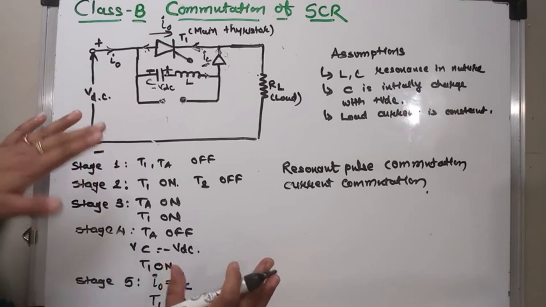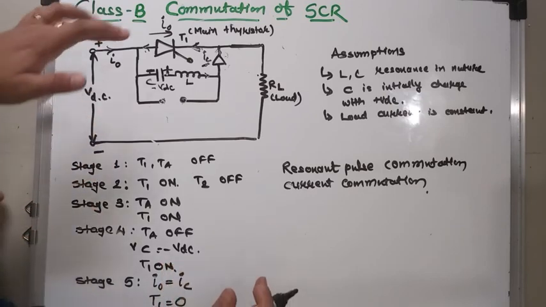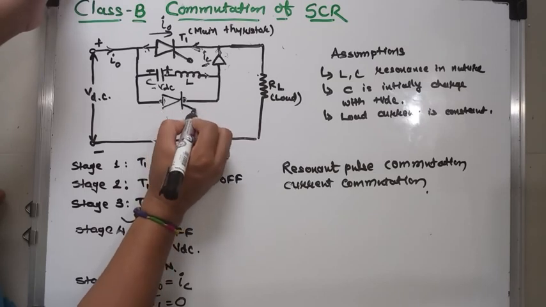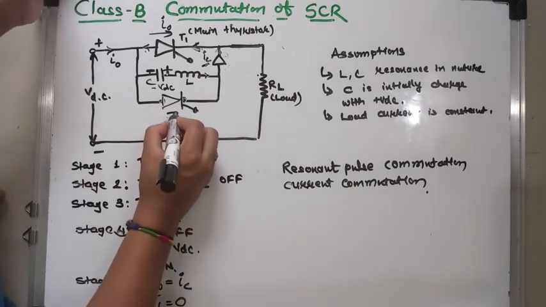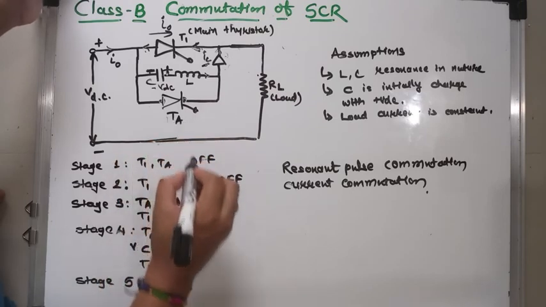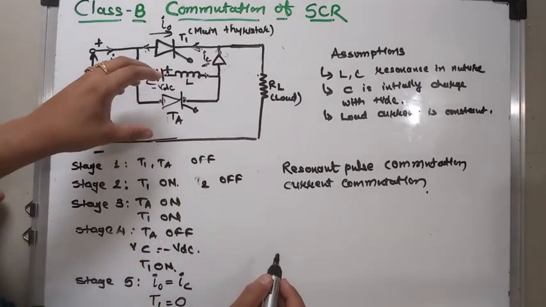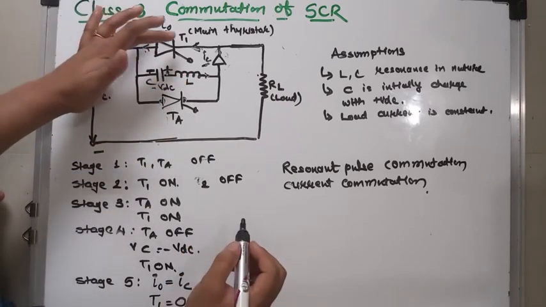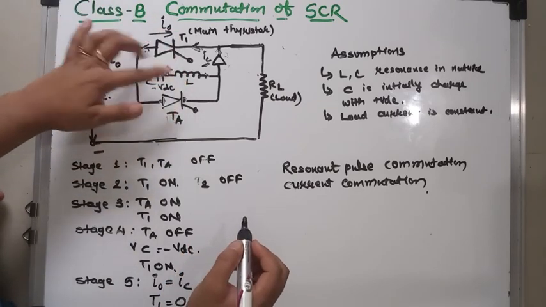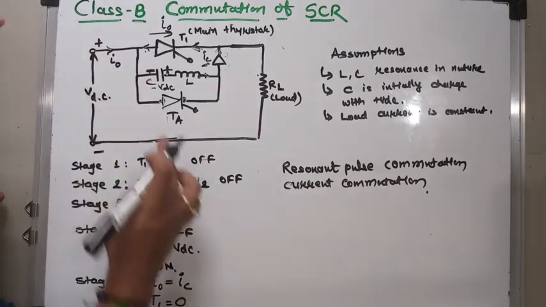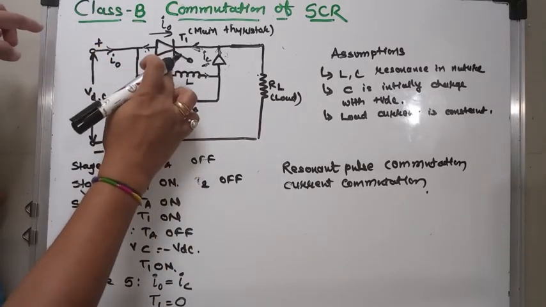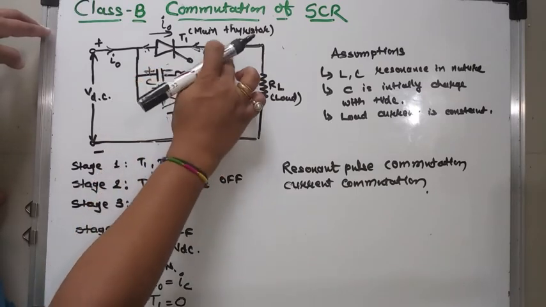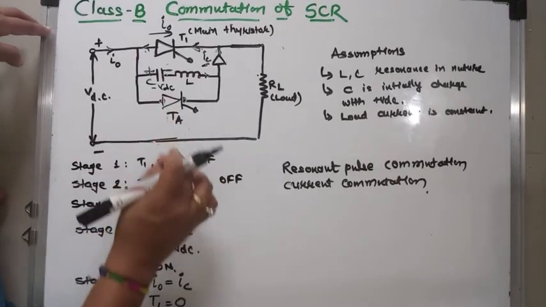Now in class B commutation, there are a total of 5 stages. Initially you have T1 and a thyristor T2, the auxiliary thyristor. Basically, the commutating elements in the commutation circuit are L, C and TA, and initially T1 and TA are both off. The capacitor is initially charged with positive here and negative here. So hope you understood. Thank you.